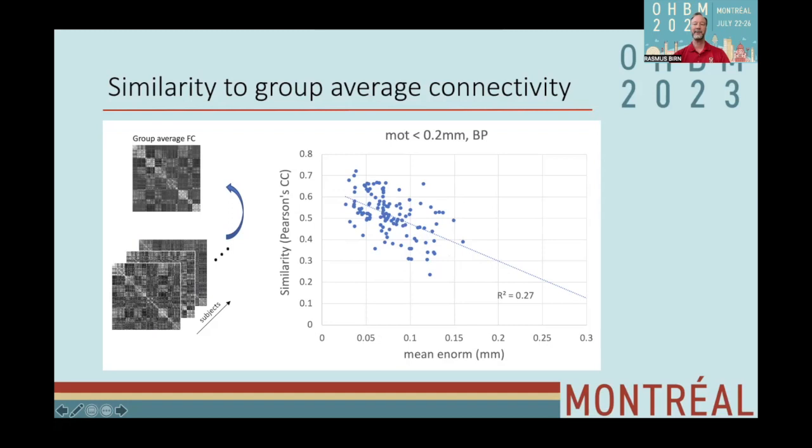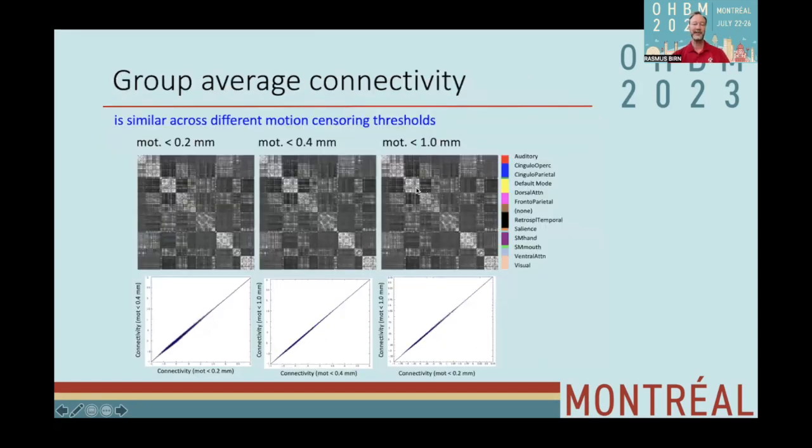So now what happens when we change the motion censoring threshold? First you might think, well, compared to which group average, right? Should we be comparing it to the group average from the less stringent motion censoring? Well, it turns out it doesn't really matter. The group average connectivity is actually highly similar across the different motion censoring thresholds in this particular sample.